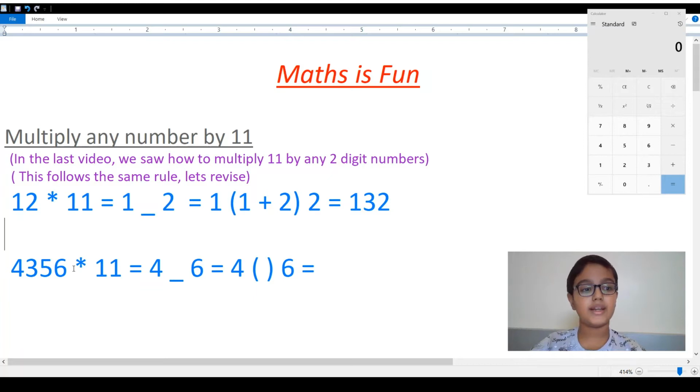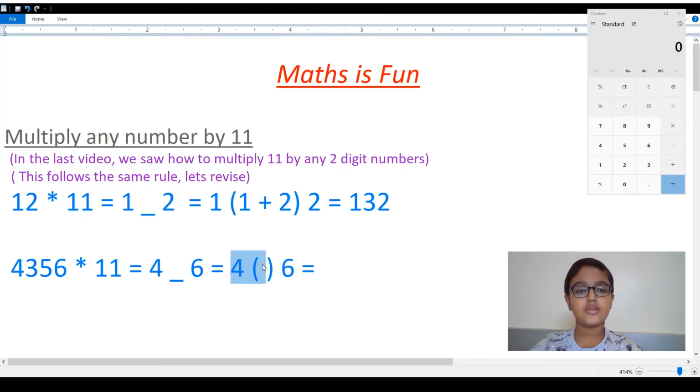To multiply numbers which are larger than 2 digits by 11, we will first have to write the first and last digits of the number. For example, here we are multiplying 4, 3, 5, 6. So the first and last digits are 4 and 6.